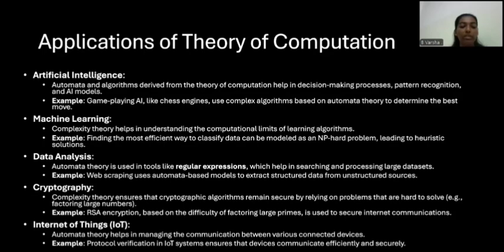Cryptography. Complexity theory ensures that cryptographic algorithms remain secure by relying on problems that are hard to solve, for example factoring large numbers. For example, RSA encryption, based on the difficulty of factoring large primes, is used to secure internet communication. Internet of Things. Automata theory helps in managing the communication between various connected devices. For example, protocol verification in IoT systems ensures that devices communicate efficiently and securely.